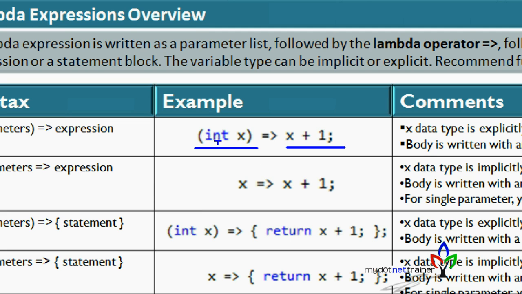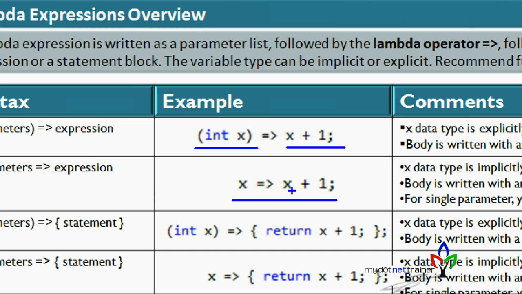We specified the X data type explicitly in the first case, whereas in the second case it is even more concise. In this case, the X data type itself is not specified, so this is an implicit type. You will understand it because of var: the data type of X is inferred based on the value that you're assigning to it.